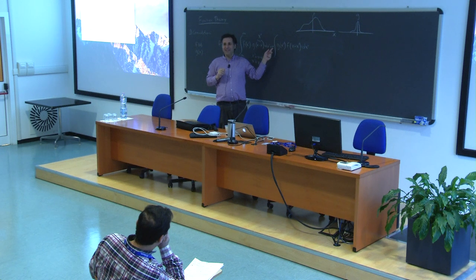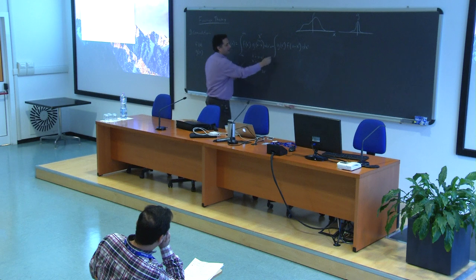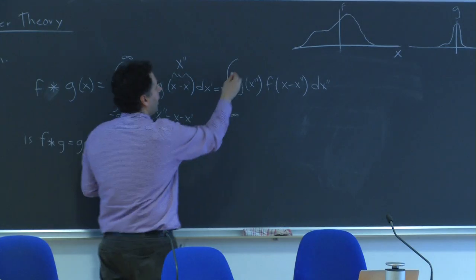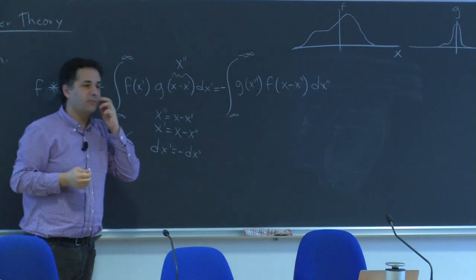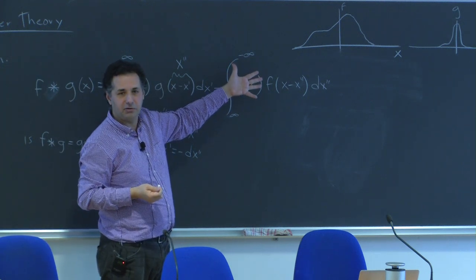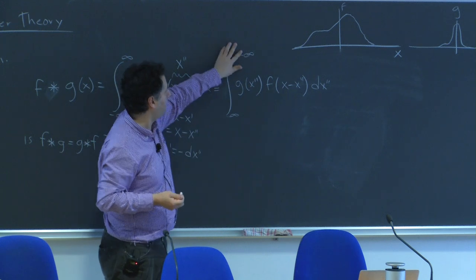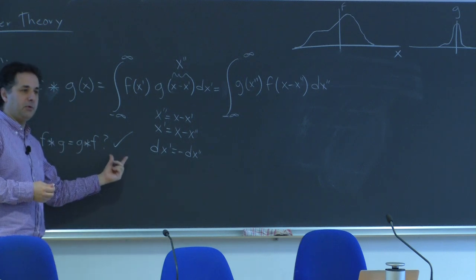What are the limits? I haven't written the limits here. When x prime is minus infinity, x double prime is positive infinity. So this is infinity here, and here is minus infinity. And we hate going from something positive to something negative, so I can flip that. And to do that, I need to move this minus sign. So there we go. We just showed that indeed the convolution is the same this way or this way.